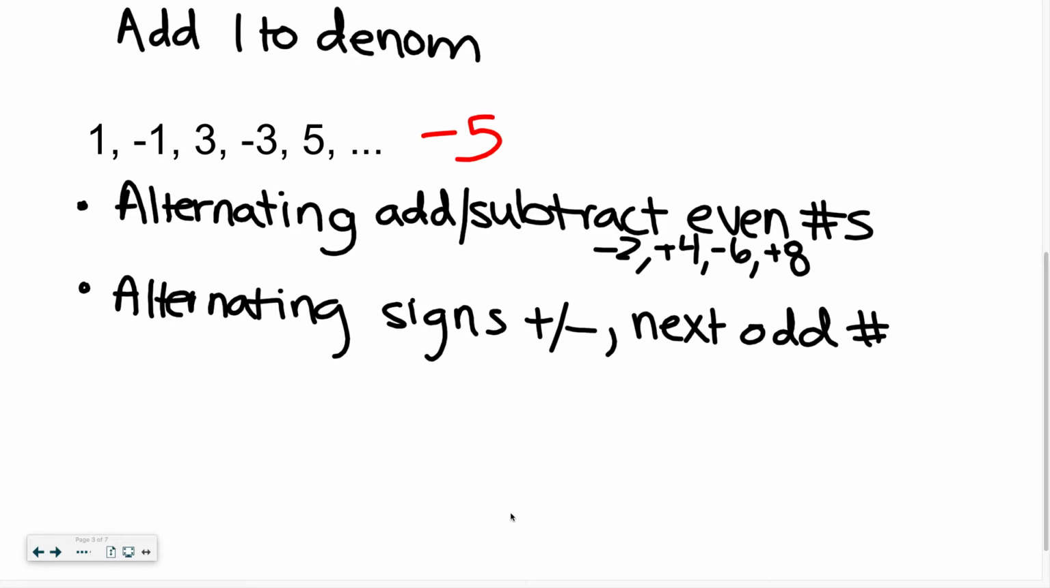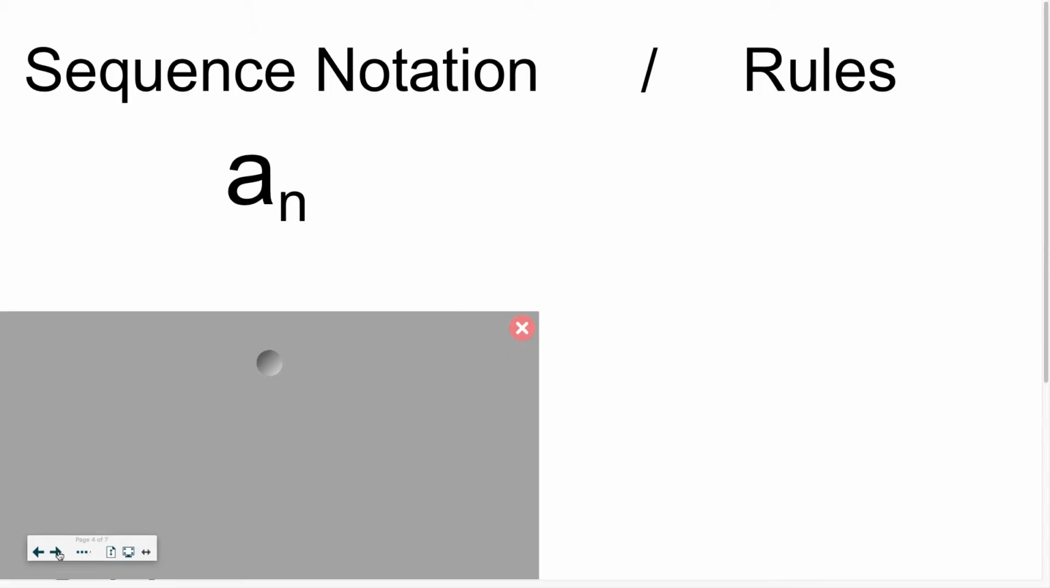Okay, so we're actually going to come back to these in a little bit, but we're going to talk about some math stuff now. And one of those things that we need to discuss is called sequence notation.